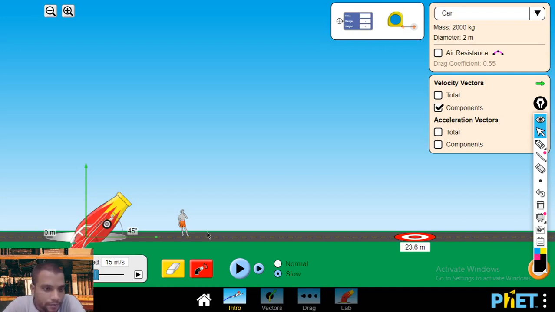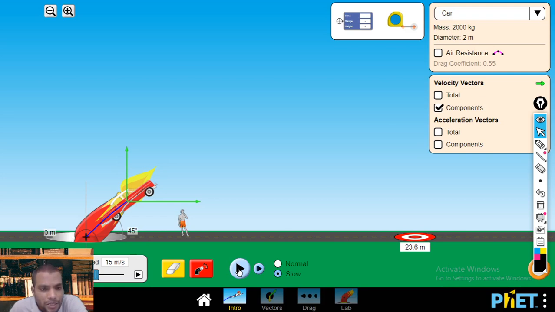Hello everyone. In my previous concept, I just gave an introduction to a projectile fired at an angle theta with the horizontal. The noticeable thing here is that the vertical component of the projectile changes during the motion. It's because of the acceleration due to gravity.